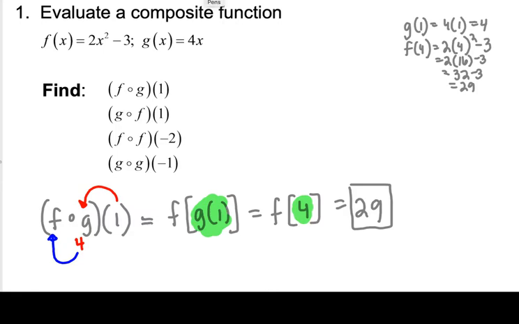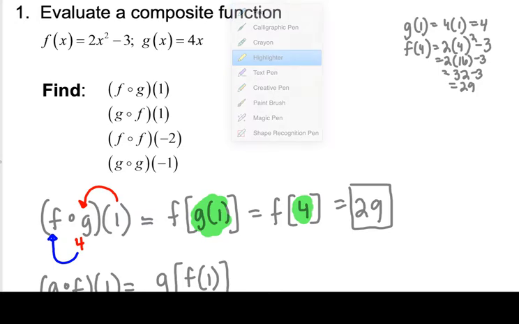Okay, let's try the next one, g of f. So this time I have g of f of 1. Now is that going to be the same thing? Well, this time I'm going to do f of 1 first and then put that result into g. So let's see what f of 1 is. So f of 1 is going to go into g.